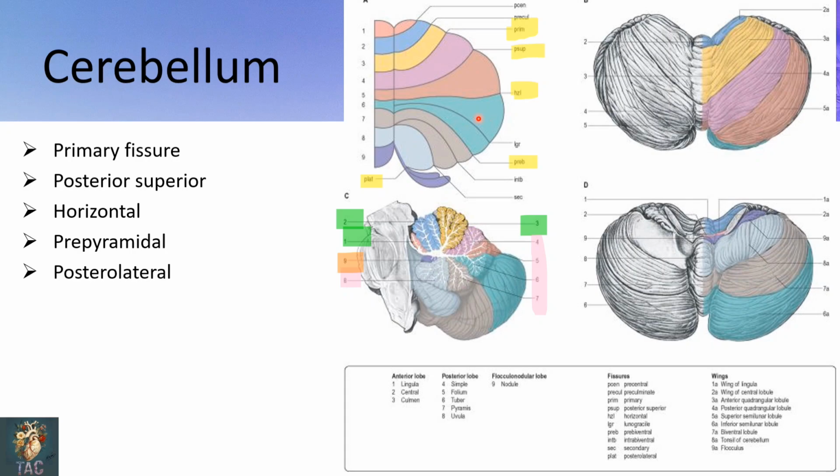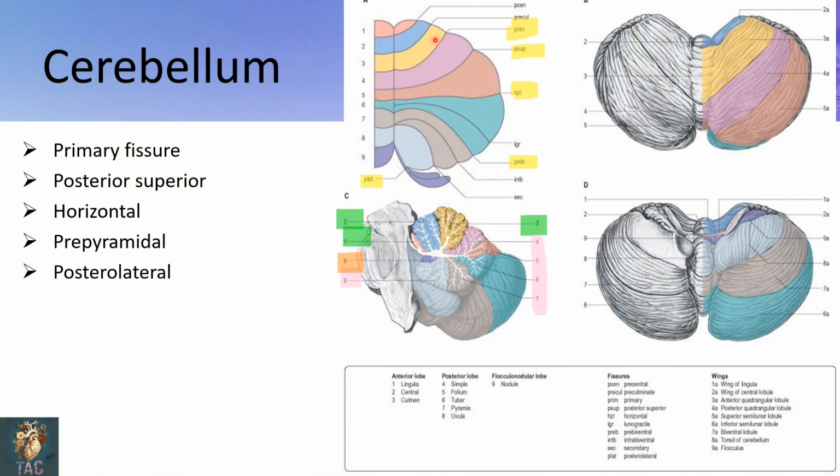Then you can see the posterior superior fissure, which is present over here. This one is the posterior superior fissure, which separates these two lobules of the posterior lobe from each other. Then third is the prepyramidal fissure. Here you can see this area is the pyramid, and this is the prepyramidal fissure which is present.